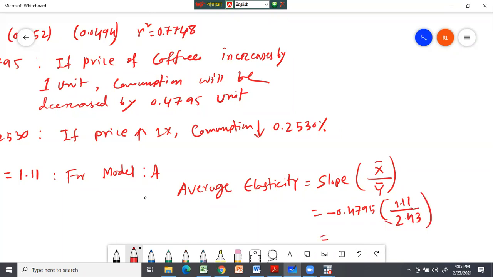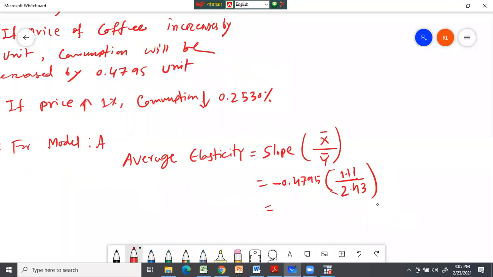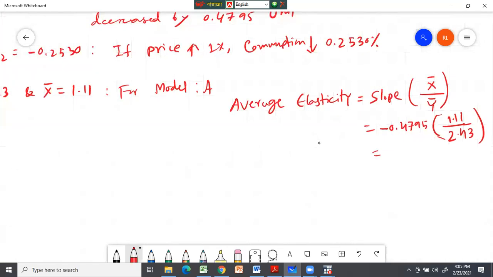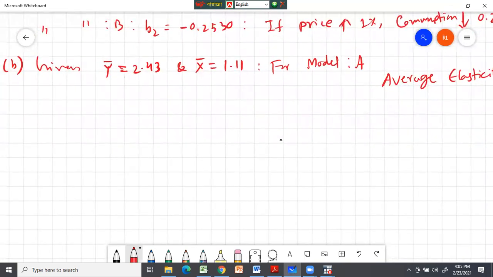Okay, now calculate these values. See what you get. It will definitely be negative, because you are estimating the elasticity: minus 0.2190. So that is what you have been asked to estimate, the elasticity for model A.